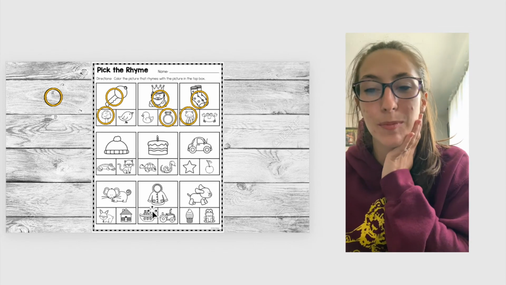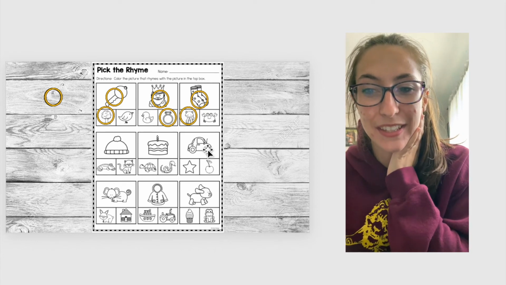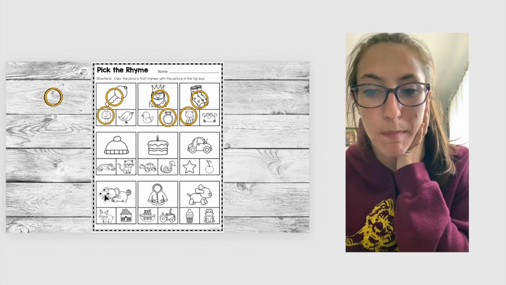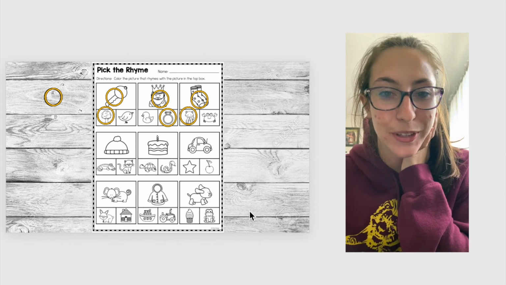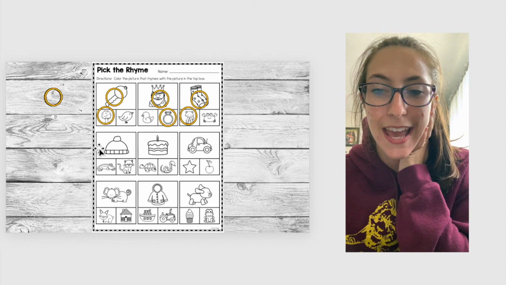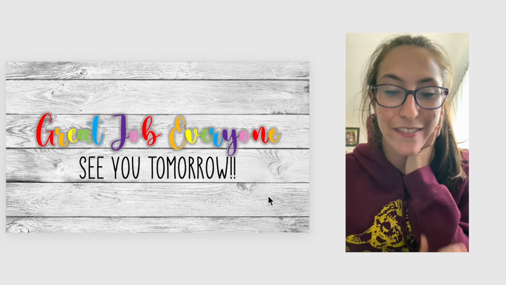All right, and then I want you to keep going. This is a hat. This is a cake. This is a car. This is a mouse. This is a coat. And this is a dog. Okay, so you need to look at all those pictures and then figure out which one underneath rhymes with him. Okay? And that's all I have for our review today.